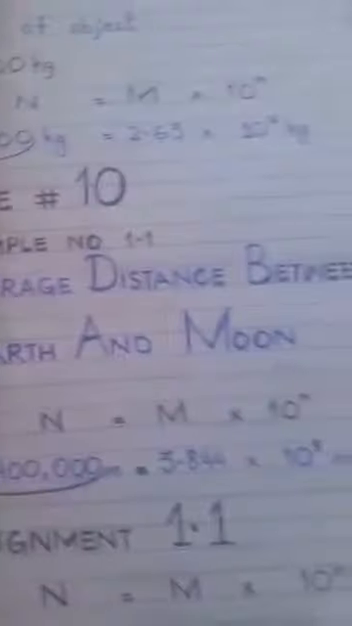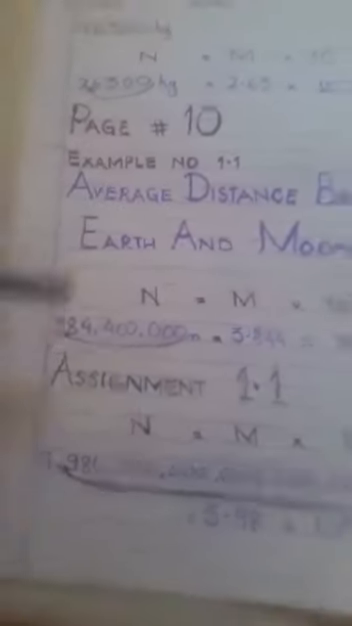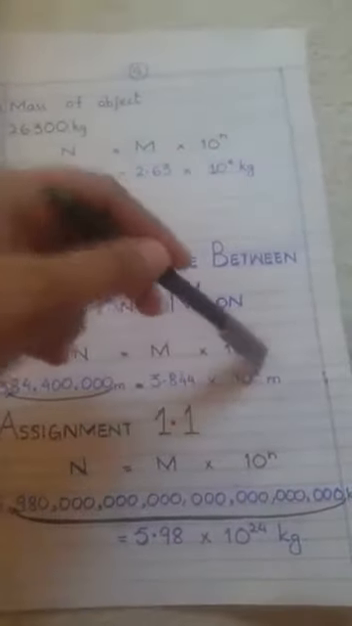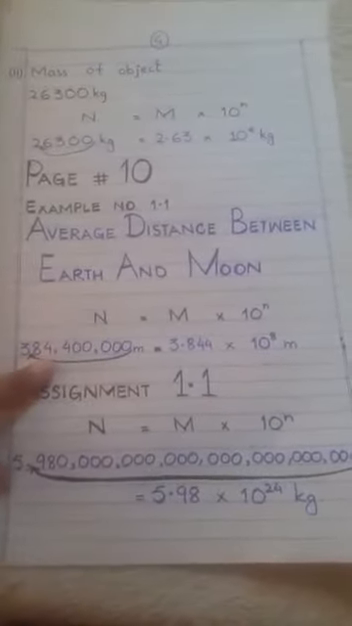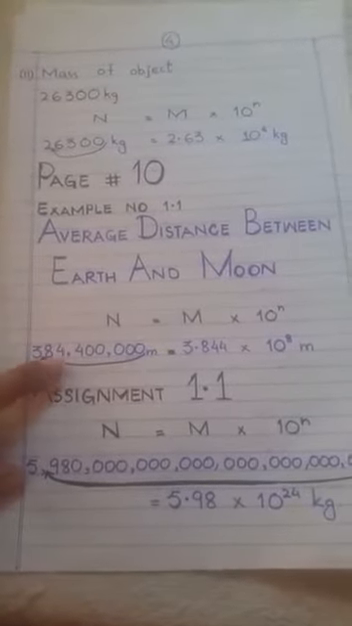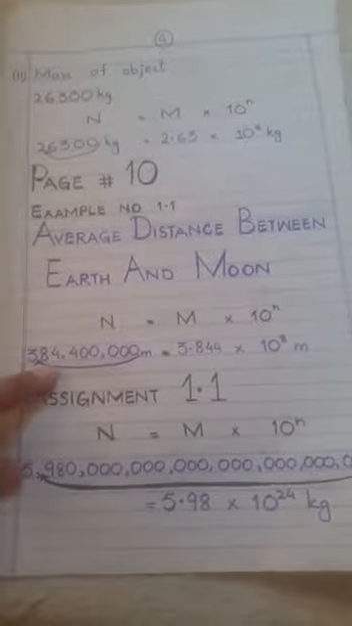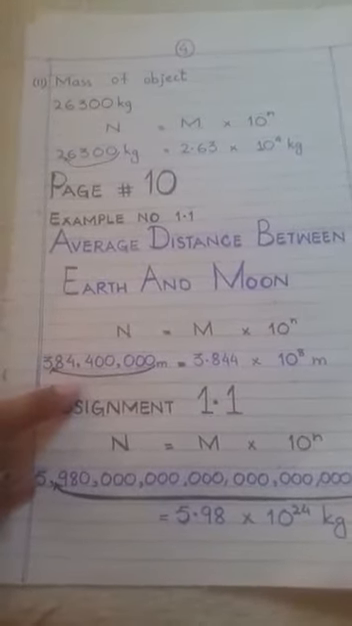Now the value is again given in simple notation. Write this number in standard form or in scientific notation. So again girls, the same formula will be applied: n is equal to m multiplied by 10 to the n. n is the number in simple notation, or it is the average distance between the earth and the moon, and we will convert it again into standard form.